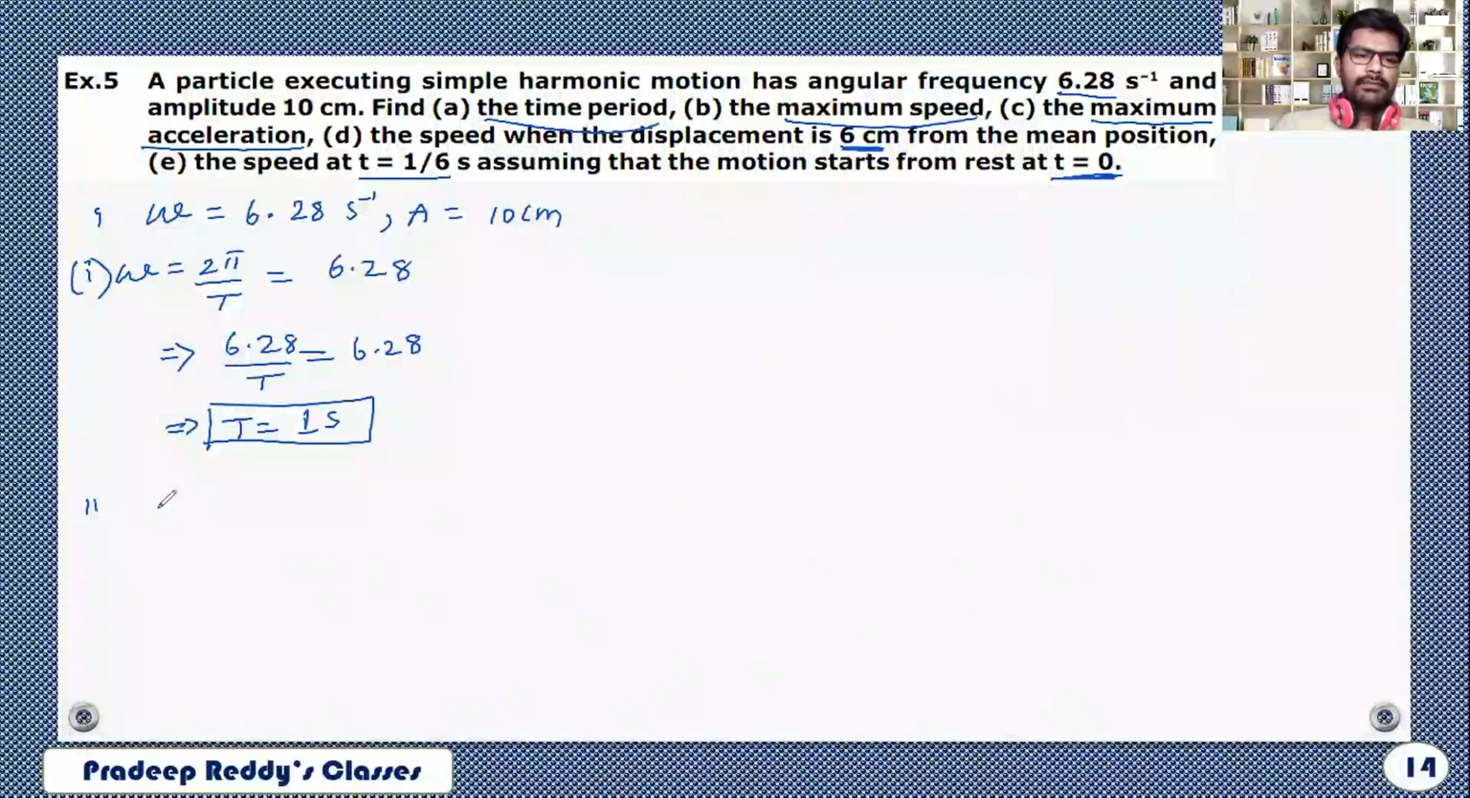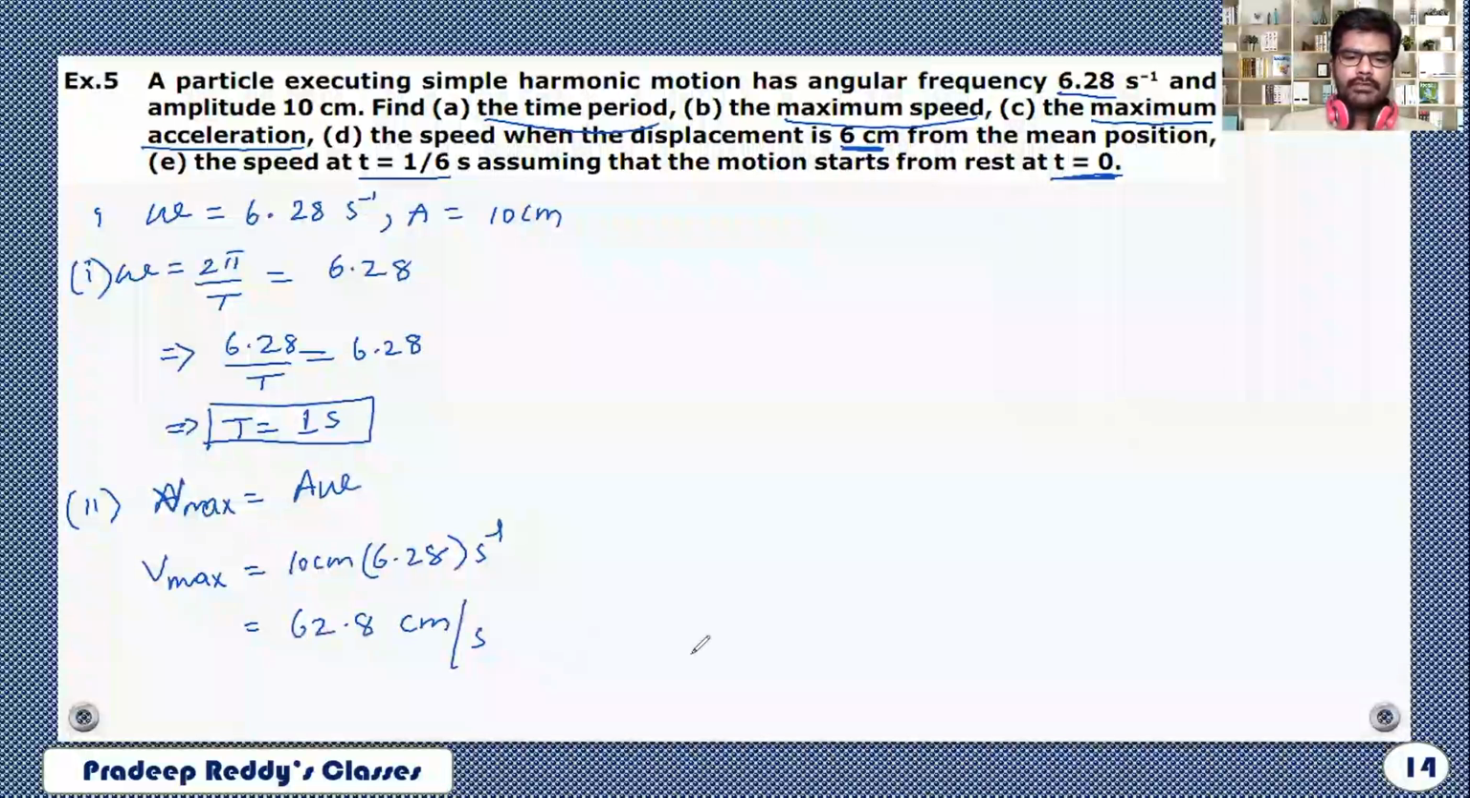Next you are supposed to calculate maximum speed. What is the formula for maximum speed? V maximum is equal to A omega. So V maximum can be written as A, the amplitude, which is 10 centimeter, and omega is given 6.28 second inverse. This is equal to 62.8 centimeter per second, because the unit of amplitude is given in centimeter. So maximum velocity of the particle is 62.8 centimeter per second.